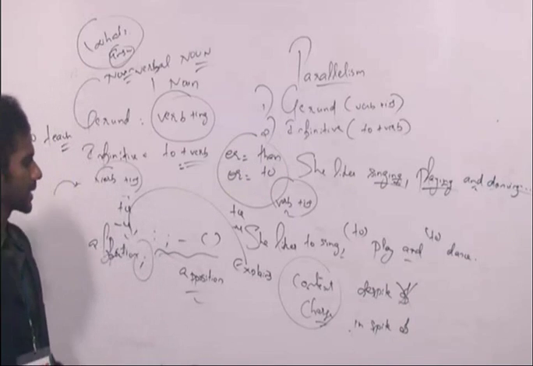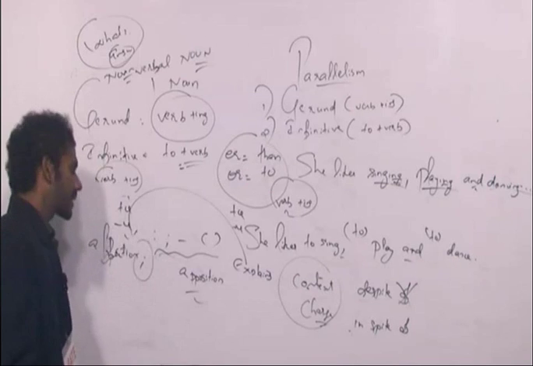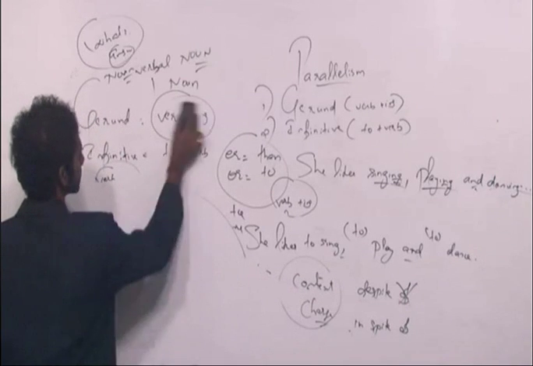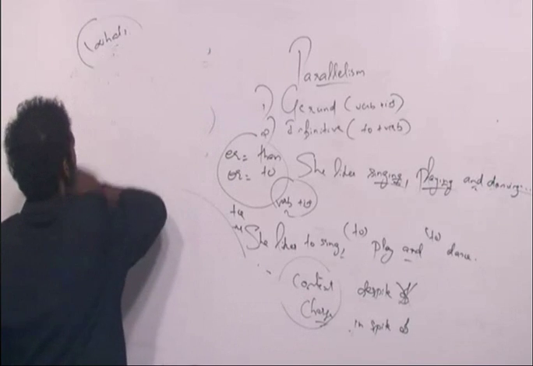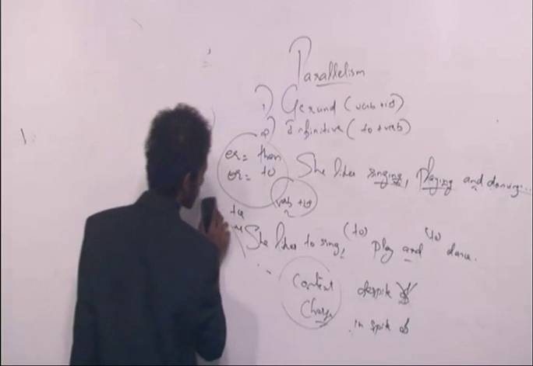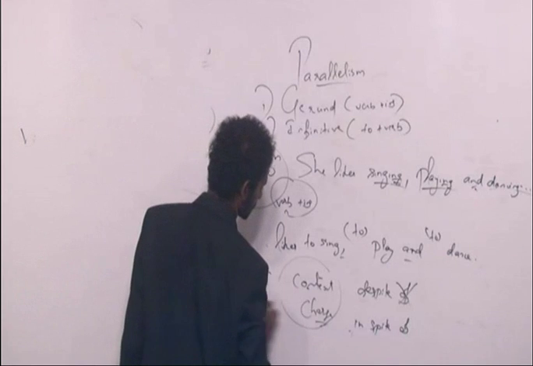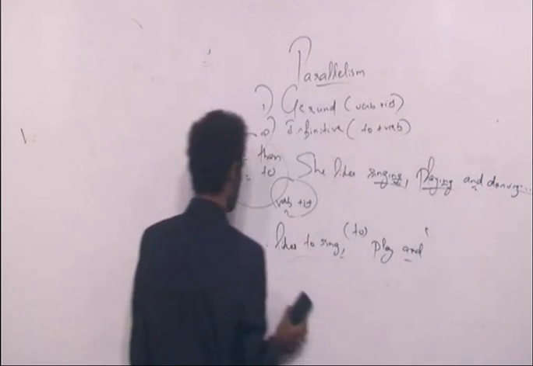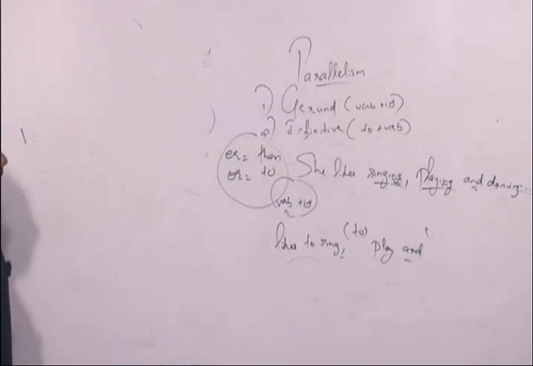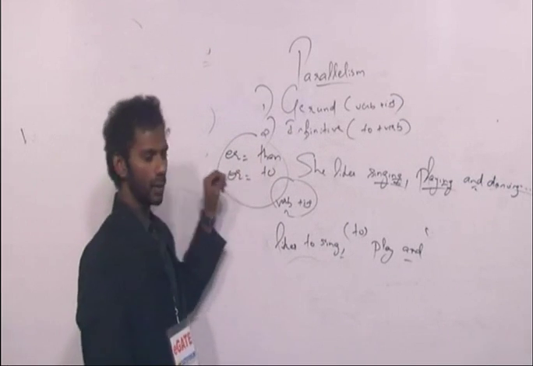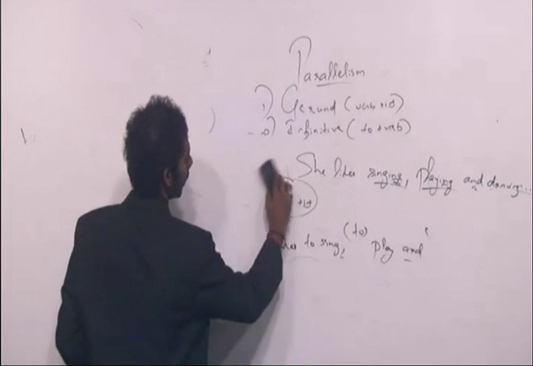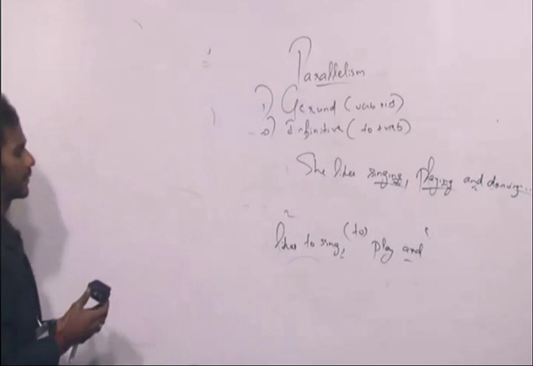Fine. So we were discussing the concept of parallelism. I think I stopped with this one. Yeah, I stopped with this. Second concept, infinitive. As I told you, if one idea is in the infinitive form, all the other ideas must also be in the infinitive form, right?